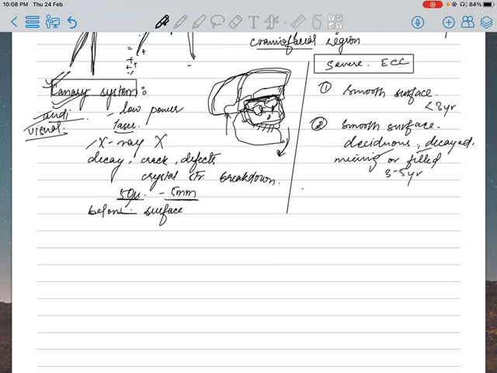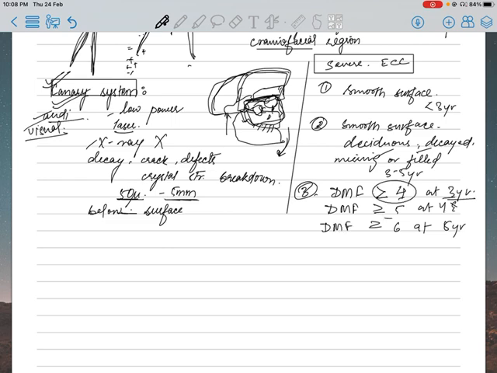If the DMF is more than or equal to 4 at 3 years, more than or equal to 5 at 4 years, and more than or equal to 6 at 5 years, then we count it as severe.